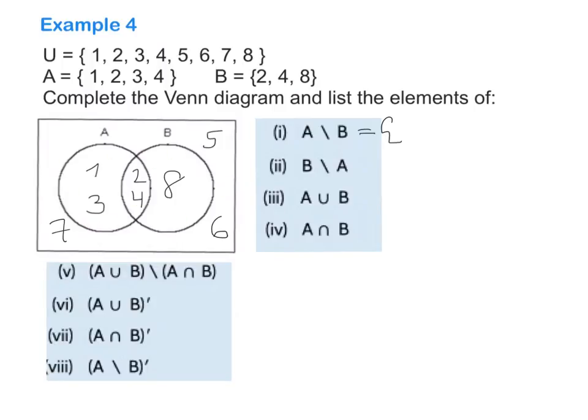So looking at our sets here, everything in A, but not in B. So 1 and 3. Okay. Now everything in B, but not in A. So in B we have 2, 4, 8, but 2 and 4 are also elements of A. So only 8 is in B minus A.